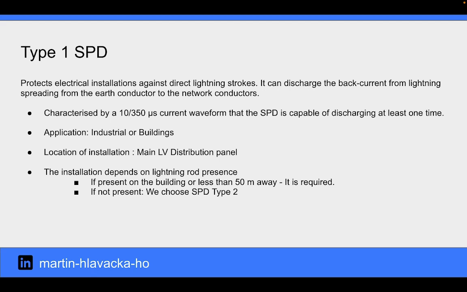The Type 1 SPD is located on the main LV distribution panel if there is a lightning rod in the building or if the lightning rod is within 50 meters of the building. In another case, we choose SPD Type 2.